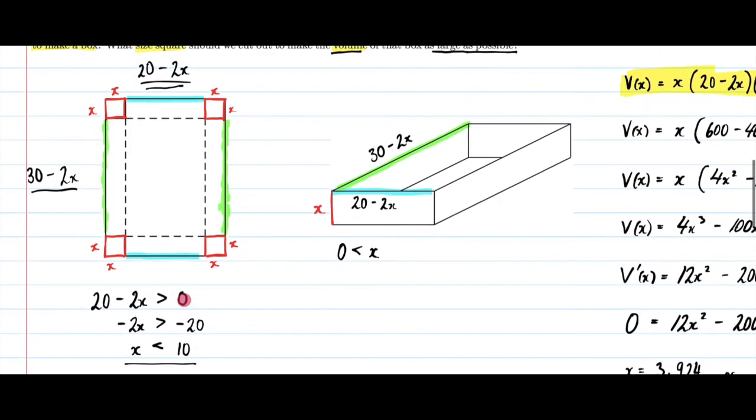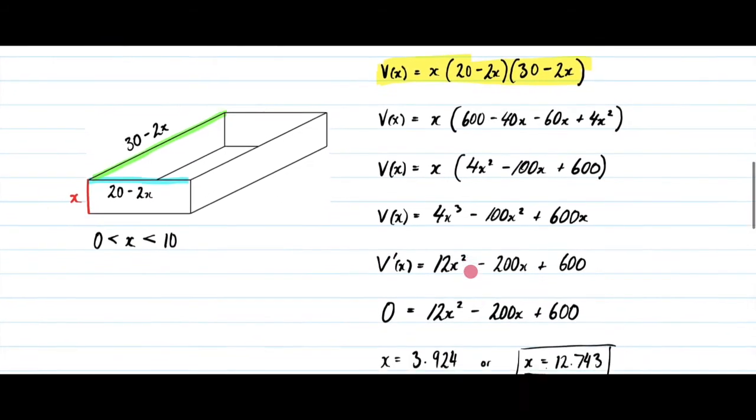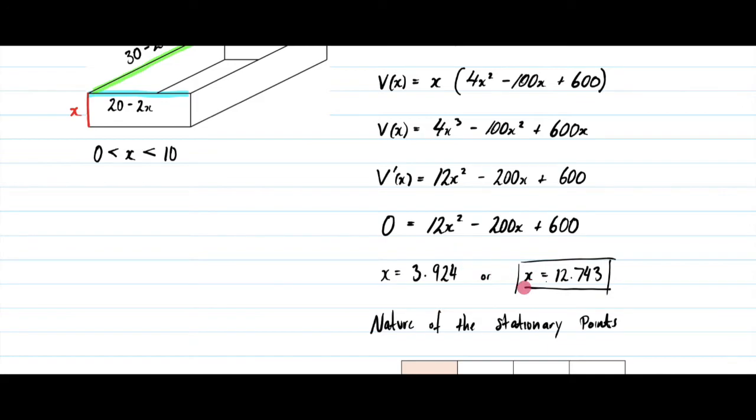Now, that makes perfect sense. And the reason why it makes perfect sense is because we know that the width of this piece of paper is 20 centimeters. So if my square was greater than 10 centimeters, it's more than halfway. Things start to break down. So that means my x has to be less than 10. It has to be greater than 0, but less than 10. All right. So that means we can reject this straight away. We don't even have to consider it.